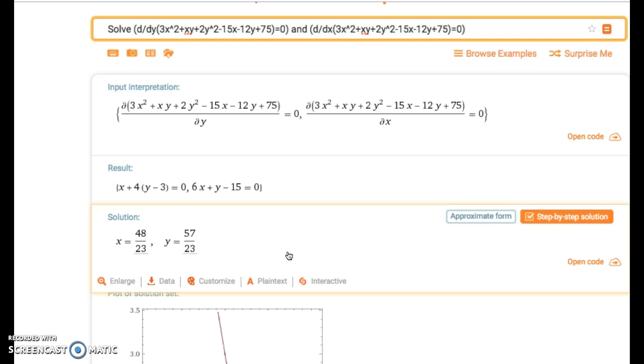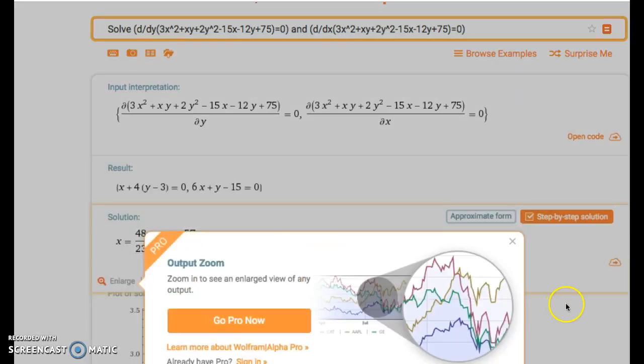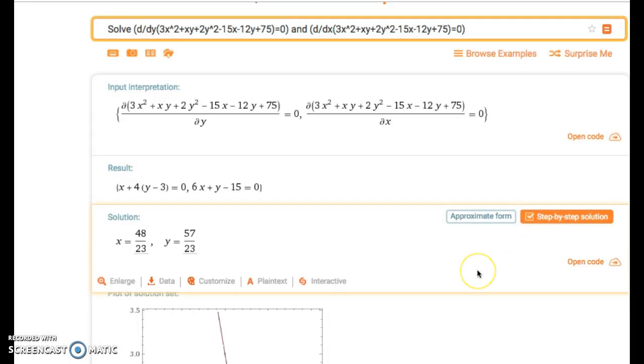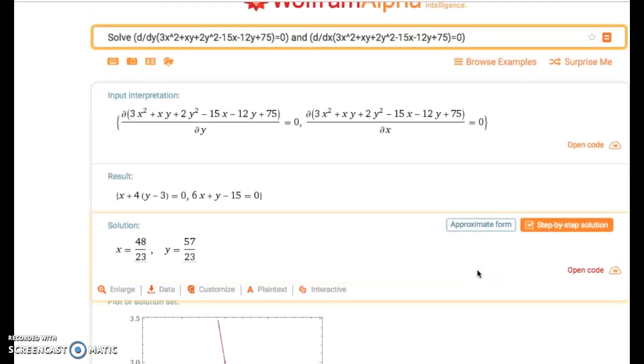We already knew from our graph that this is a minimum value. So it means that our cost is minimized when x is equal to 48 over 23 and y is equal to 57 over 23. You could then still continue and evaluate the function for these values, and you can do that by hand and figure out what the actual minimum cost is.